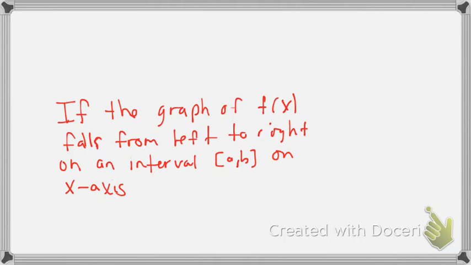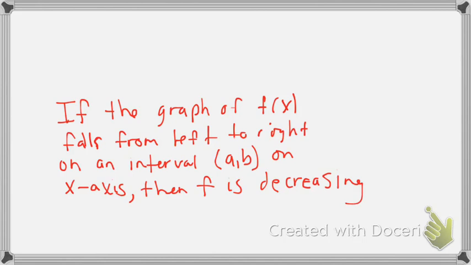And actually, sorry, I should be careful. My interval should really be an open interval on the x-axis. Then f is decreasing on the interval a, b. So again, if you can find an interval on the x-axis where the function goes up from left to right, the function's increasing on that interval, and if you find an interval where the graph falls from left to right, then you say f is decreasing on that interval.